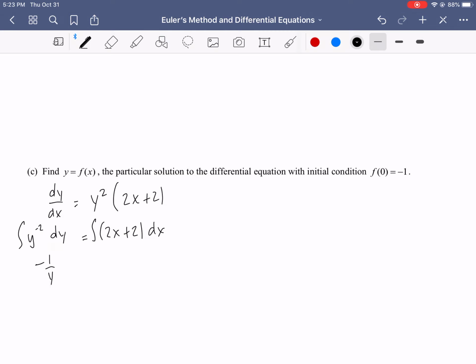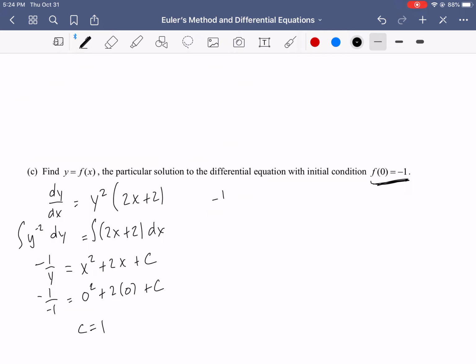And then if you divide by -1, you're going to get a negative. So -1 over y will be the antiderivative there. And then the antiderivative of the right-hand side will be x squared plus 2x plus c. Okay, at that point, we want to use our initial condition over here in order to figure out what c is. So -1 over -1 is going to equal 0 squared plus 2 times 0 plus c. And so that means that c is going to equal 1.